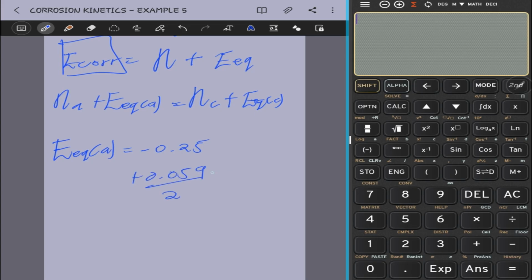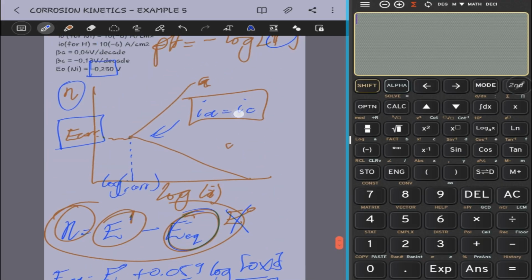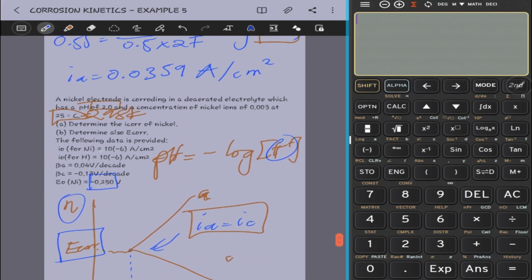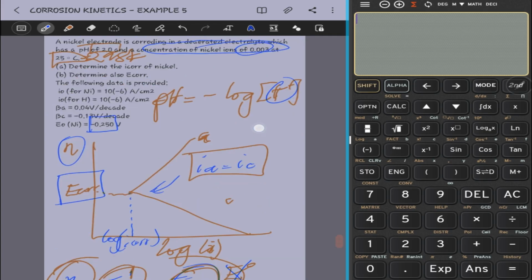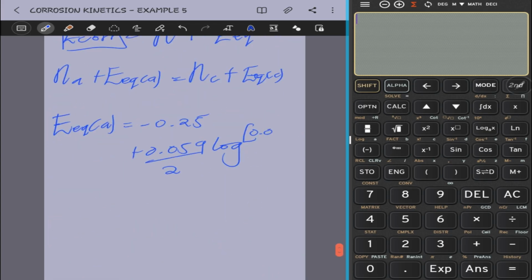The number of electrons for nickel is 2. Then we have log; the reduced form is solid, so its concentration is 1, but for the oxidized form, nickel ions, the concentration is 0.003. So that gives us the equilibrium potential for the anodic half, because it's not in the standard state. That's why we're using this equation.